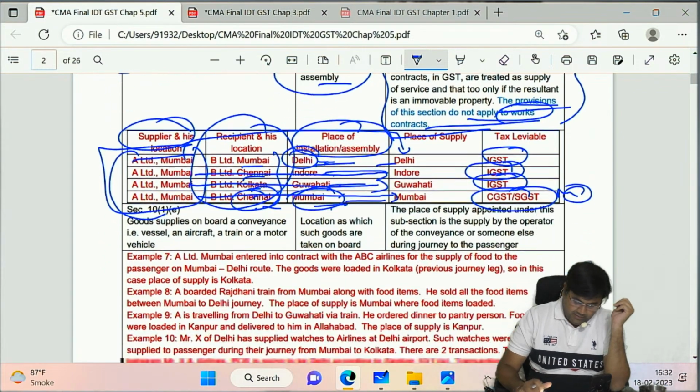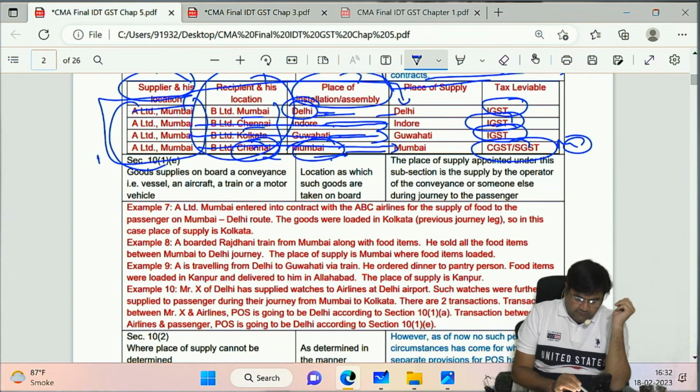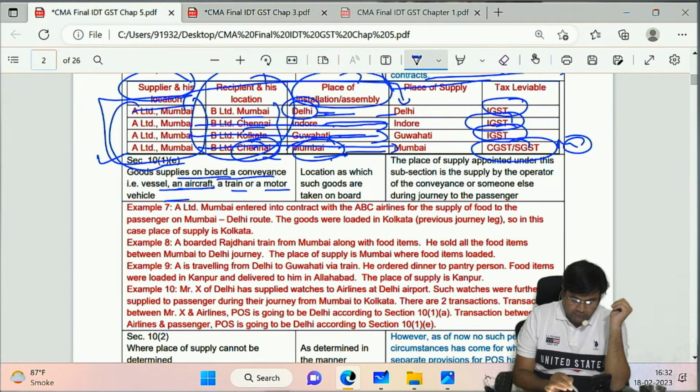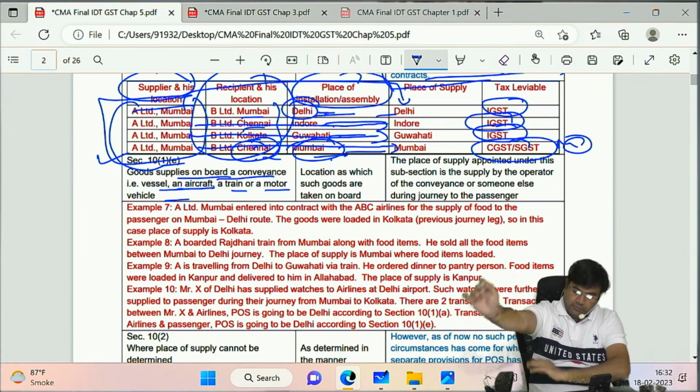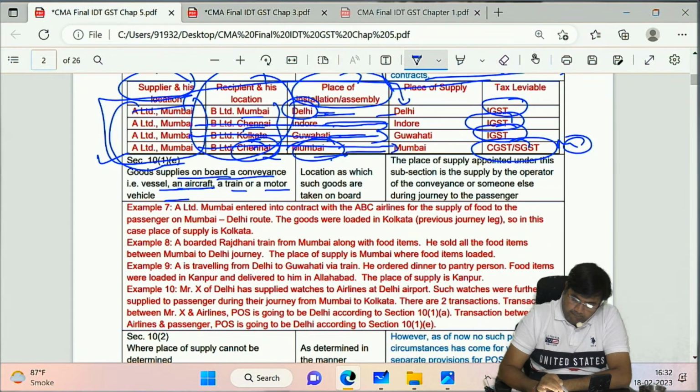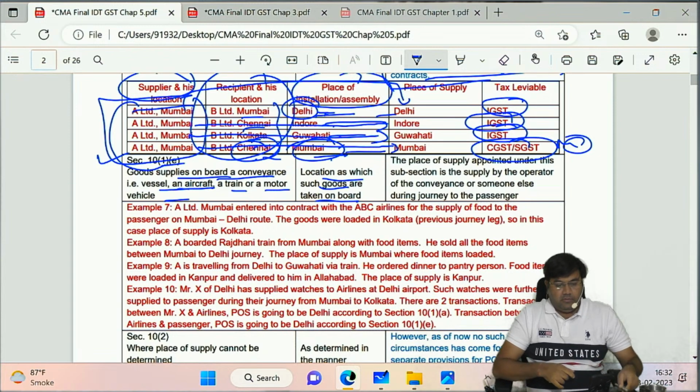Section 10 subsection 1 clause E. Goods supplied on board a conveyance, a vessel, an aircraft, a train or a motor vehicle. What is going to be the place of supply? The place of supply is basically the location at which such goods are taken on board.